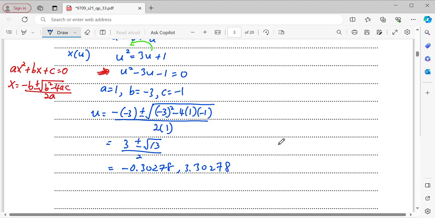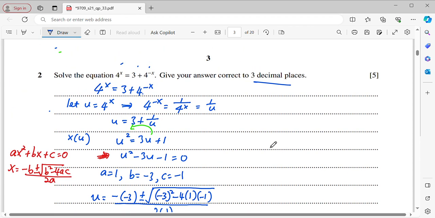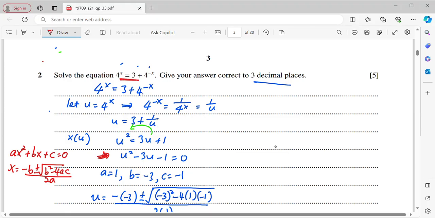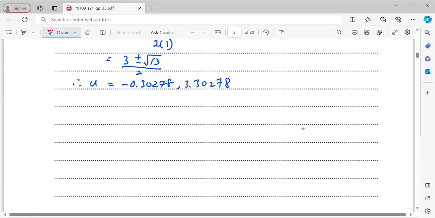And then after you found u, we have to solve the equation in terms of x. That means you have to replace u by 4 to the power of x. So from here, I will write 4 to the power of x is negative 0.30278 or 4 to the power of x is positive 3.30278. So these are the two values.